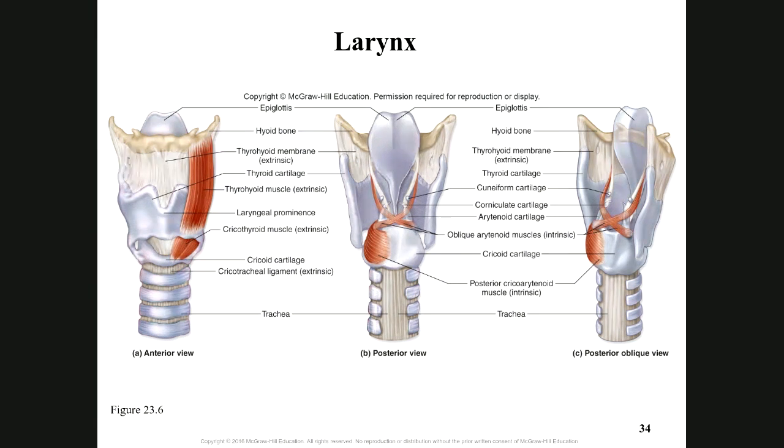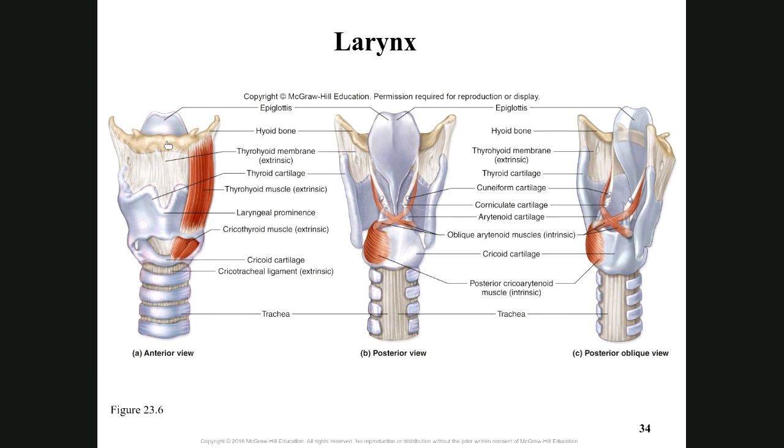The muscles which we have in the larynx are divided into 2 groups. Some of the muscles are called extrinsic muscles, like this muscle. The extrinsic muscles can support the external surface of the larynx and attach this external surface to the neighboring structures.